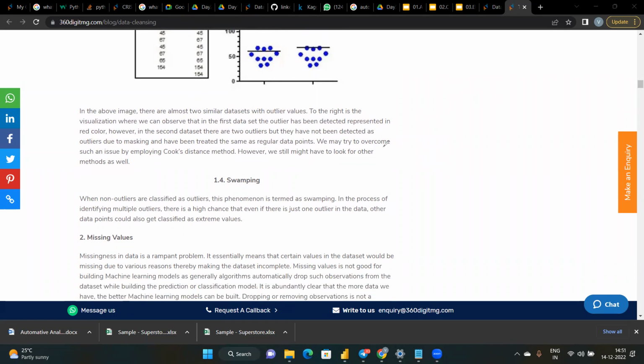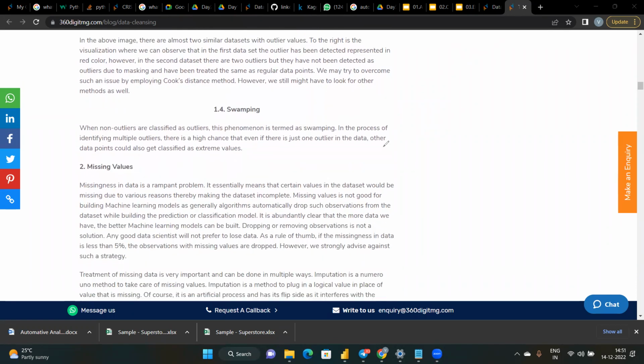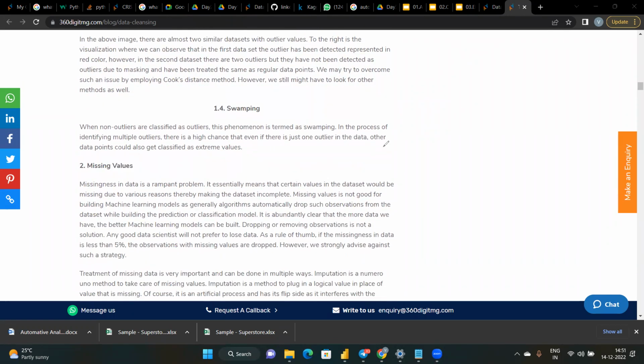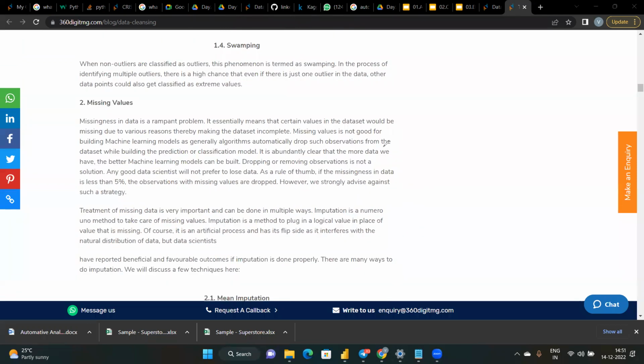After that, we're going to go for missing values. Missingness in data is a rampant problem, meaning sometimes the data entry may be in error. Let me say there was one value of 20, but by mistake the person hasn't entered anything. That is a missing value. So you can see why this missing value matters. Certain values in the data set would be missing due to various reasons. As I said, guys, it may be a data entry error or different types of things.